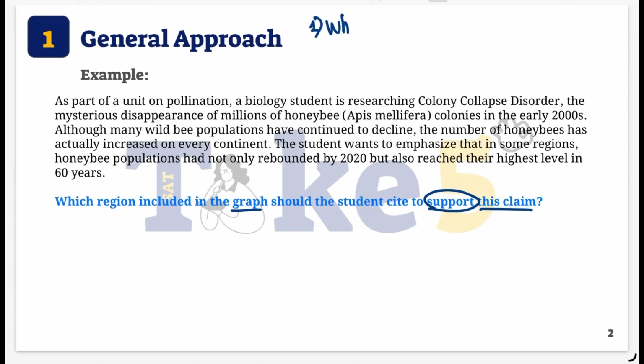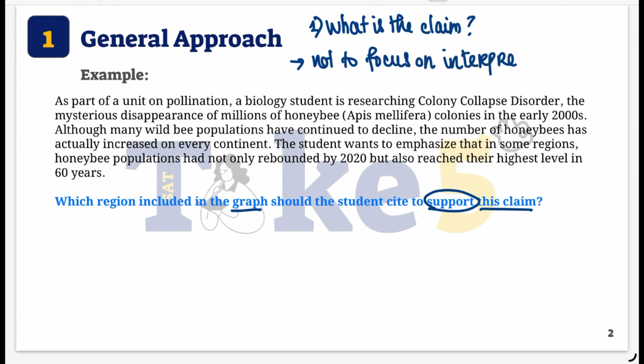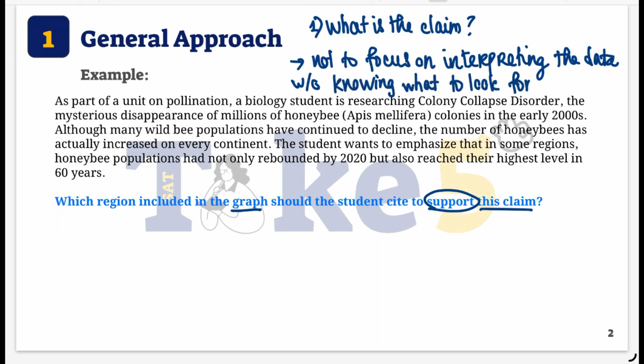It is important to know what the claim or argument is about before finding any evidence to support it, because there will be a lot of information in the data or graph presented that might either be irrelevant to the claim or directly undermines it, which is the opposite of what we need here. In other words, it is better to not focus on interpreting the data presented fully without knowing what we are looking for. Now let's take a closer look at this example.